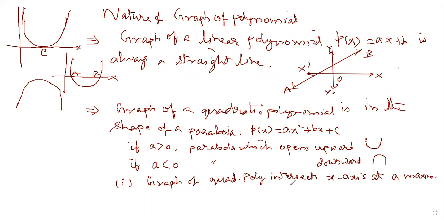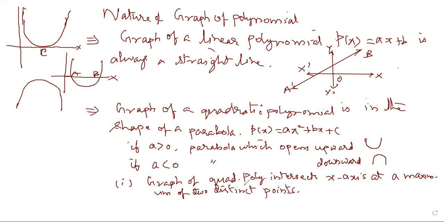I'll tell you when it is 1 point: it will have the same values of the two zeros. If two zeros are the same, it will touch. If two zeros are different, it will intersect at a maximum of two distinct points. Distinct means they are not the same, different points. So these are the facts that you have to remember.